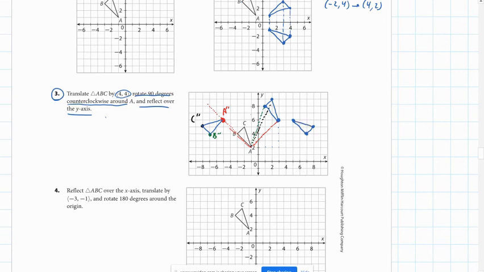We did a translation, which didn't change the shape. We did a rotation, which didn't change the shape. And then we did a reflection, which didn't change the shape. And so our final image is going to be here. This is B triple prime. This is A triple prime, and this is C triple prime.